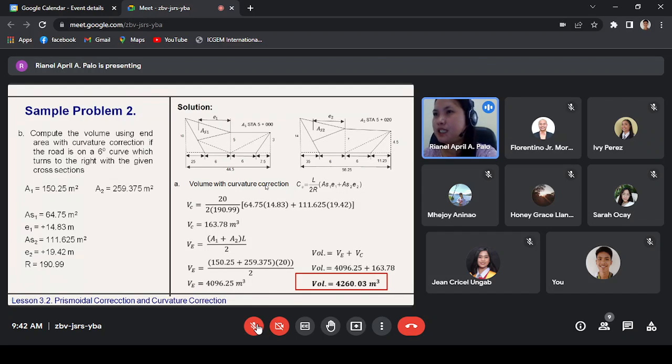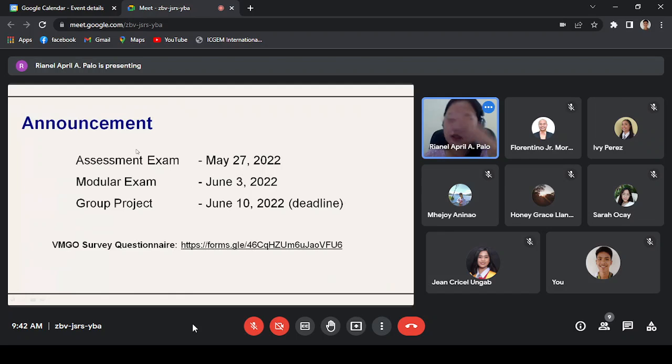So, if wala na, proceed na ko sa matato discussion po. Discussion sa atong curvature correction and that is modal correction. So, for the announcement, assessment exam this Friday, May 27. The topic for our assessment exam is lesson 3.1 and 3.2: computing sa volume using an area trapezoidal, and also sa atong correction. Natin i-discuss karon, trapezoidal correction and the curvature correction.